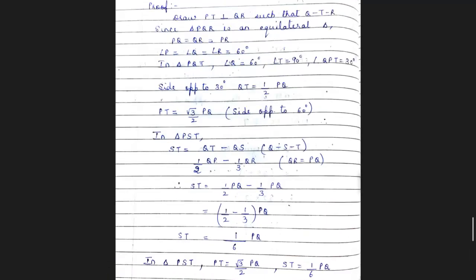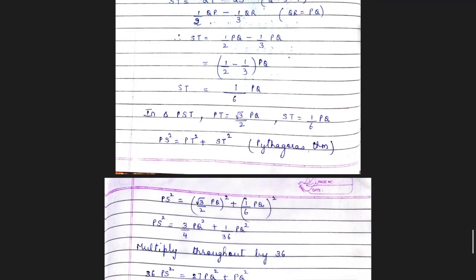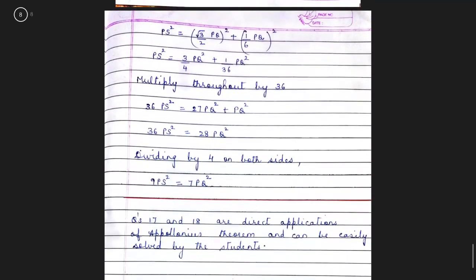So in this triangle PST, I have got PT as well as ST. So I can easily find out PS square using Pythagoras theorem by substituting these values. So I get √3/2 PQ the whole square plus 1/6 PQ the whole square. You have 3/4 PQ square plus 1/36 PQ square. Multiply throughout by 36. You get 36 PS square; 4 goes 9 times in 36, 9 into 3, 27 PQ square plus PQ square. So you get 36 PS square equal to 28 PQ square.